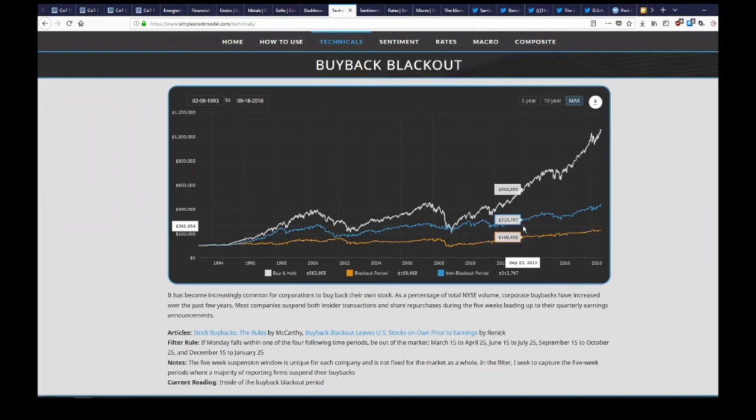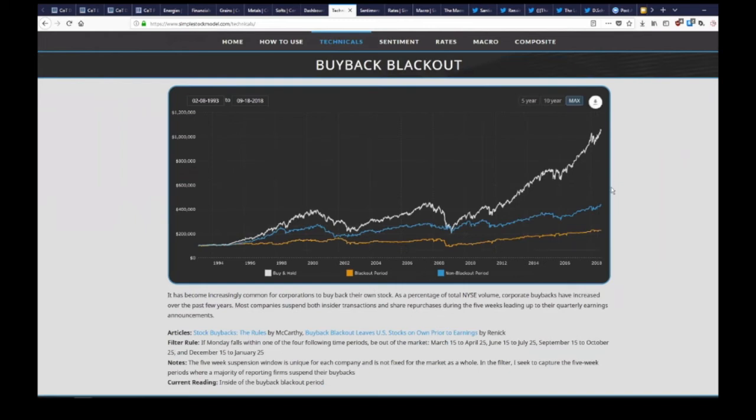I was just going to say, if you could take us through each line there: white, gold, blue. Yeah, so for example, right here, I defined the time periods. We just fell into the Sep 15 to October 25 period. That's the blackout for Q3 earnings. The blue line is being long outside of the blackout period. The orange line is only being long within the blackout period. Both lines together cover 100% of time.